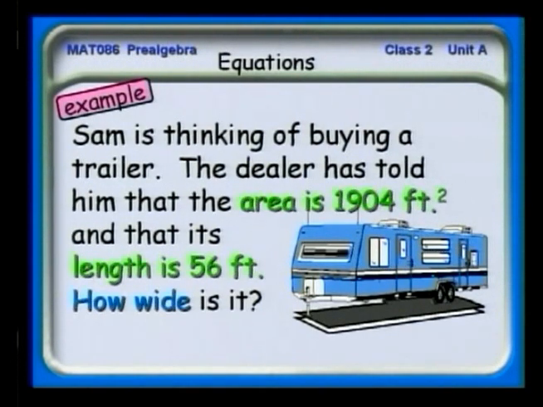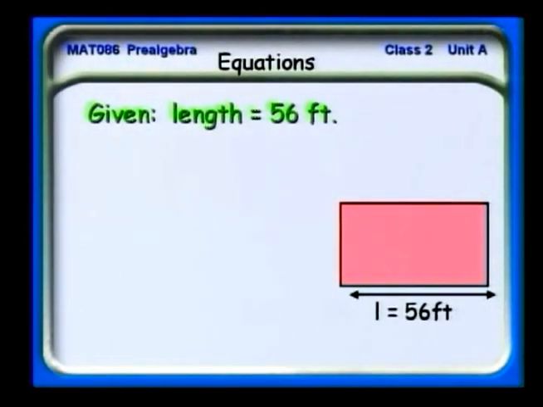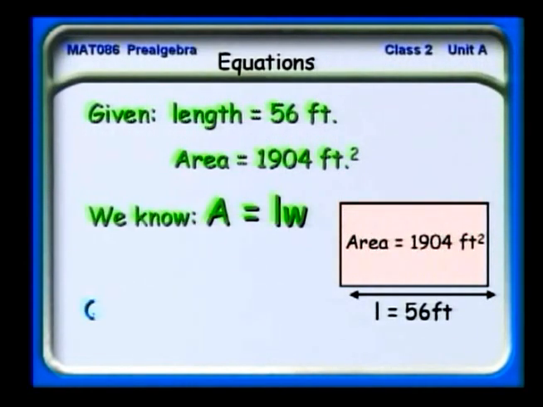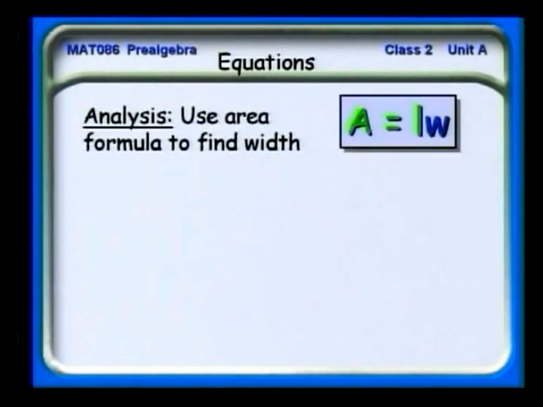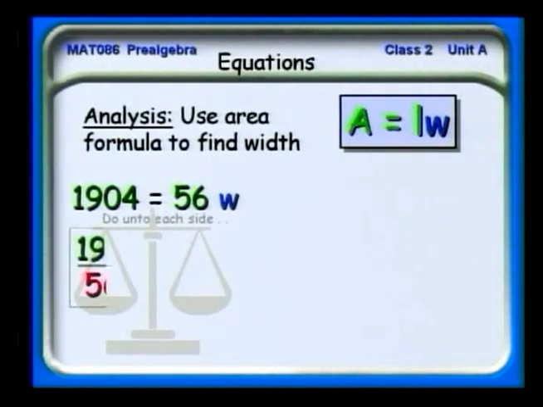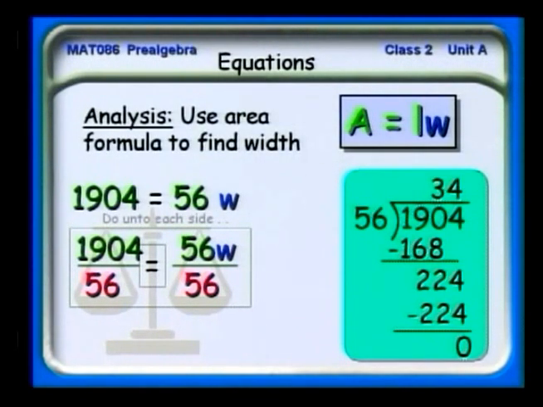So here's another example. Sam is thinking of buying a trailer with a given area and a given length. And we want to know what the width is. So we do the same thing. The length is 56, the area is 1094. We want to find the width. So the area is the length times the width. So we analyze it this way, and we get 1094 is 56W. So we use that technique where we divide both sides by 56, do the math, and find out that the width is 34 feet.